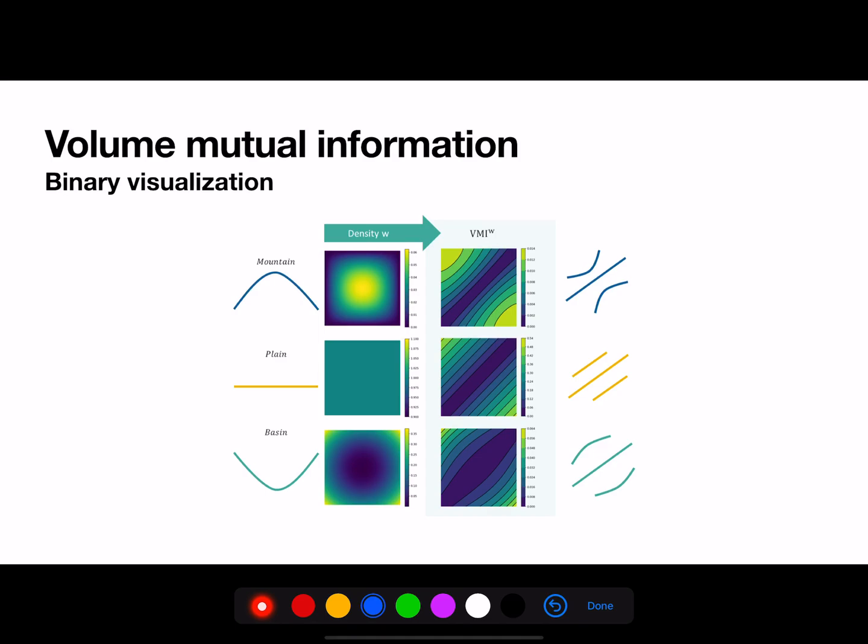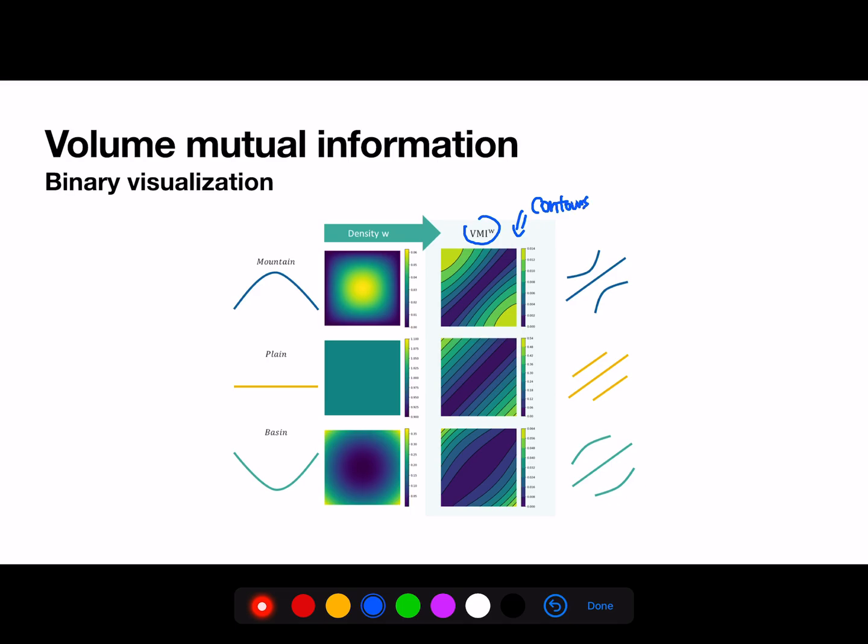The thing is that we can tune the density and get very different volume mutual information. Here I just show everything in one slice because it's easy for us to visualize. And this volume mutual information here, this is a contour.